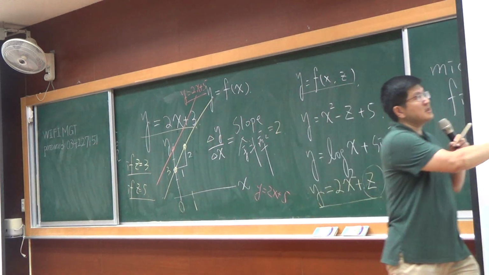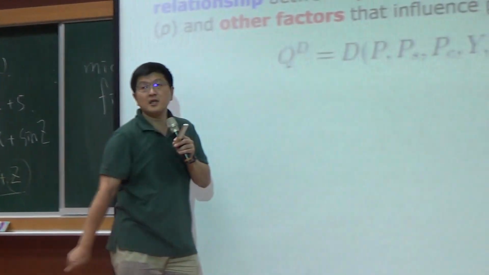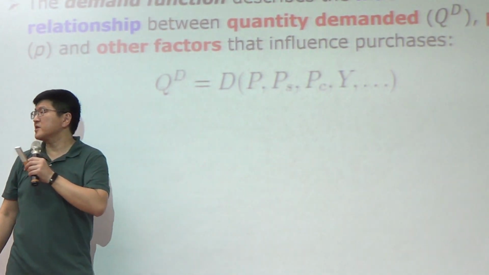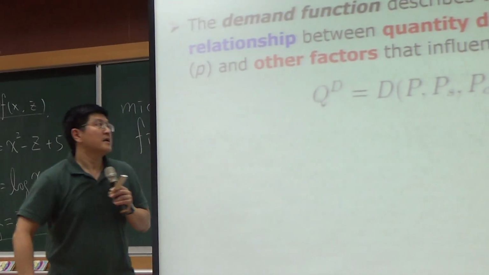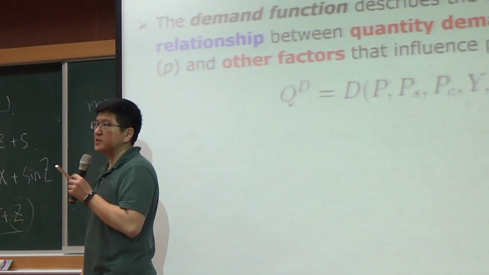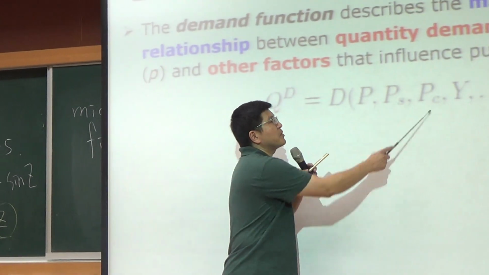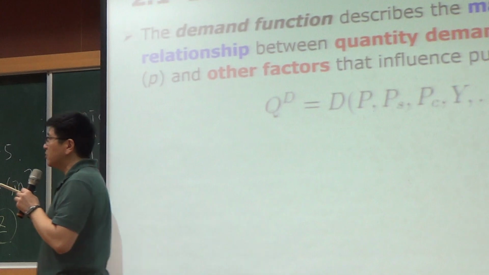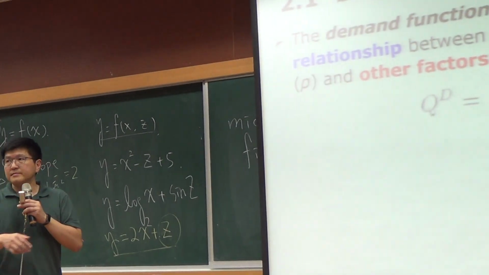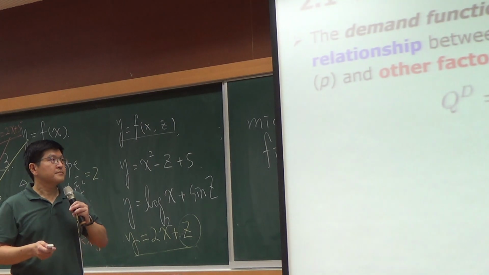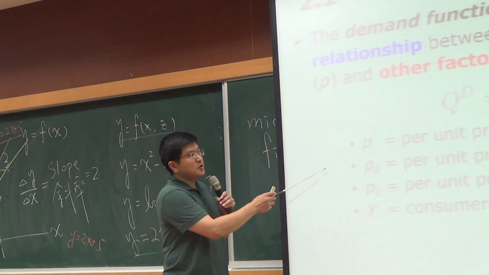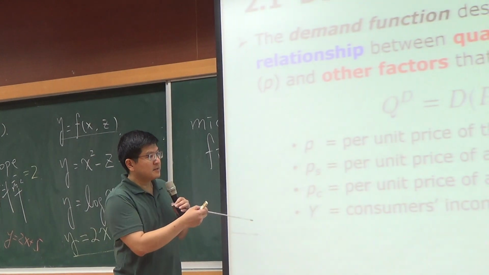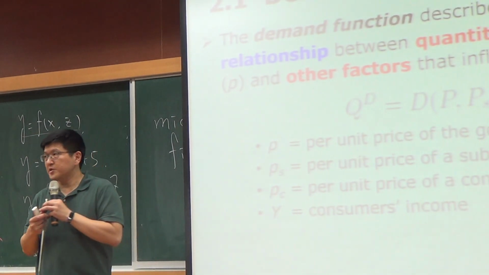Now, the quantity demanded is a demand function of the price of this good, and the price of its substitute, 替代品 substitute. So we use S to express substitutes. The price of substitutes and the price of complements, 互补品. Okay? And income, we use Y to stand for income. And so on. So P is the per unit price of the good, and there is the per unit price of the substitute, the complement, and the consumer's income.